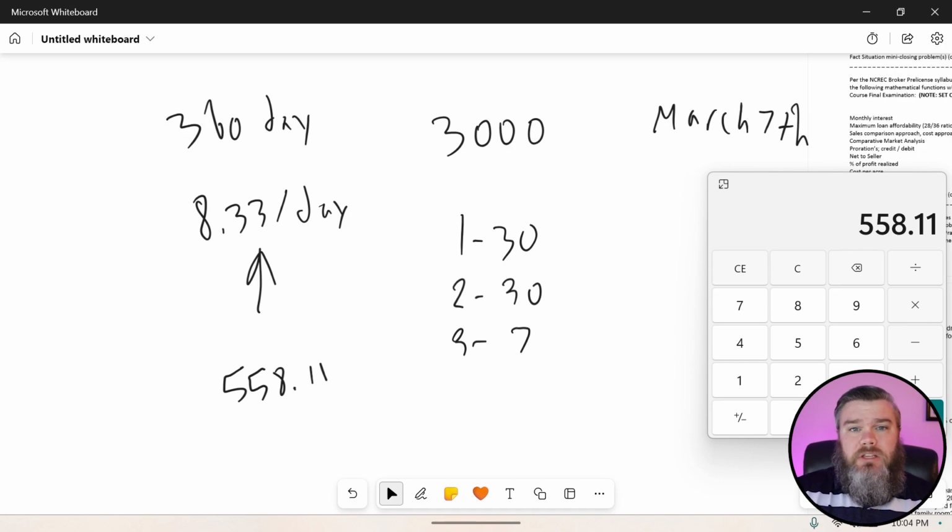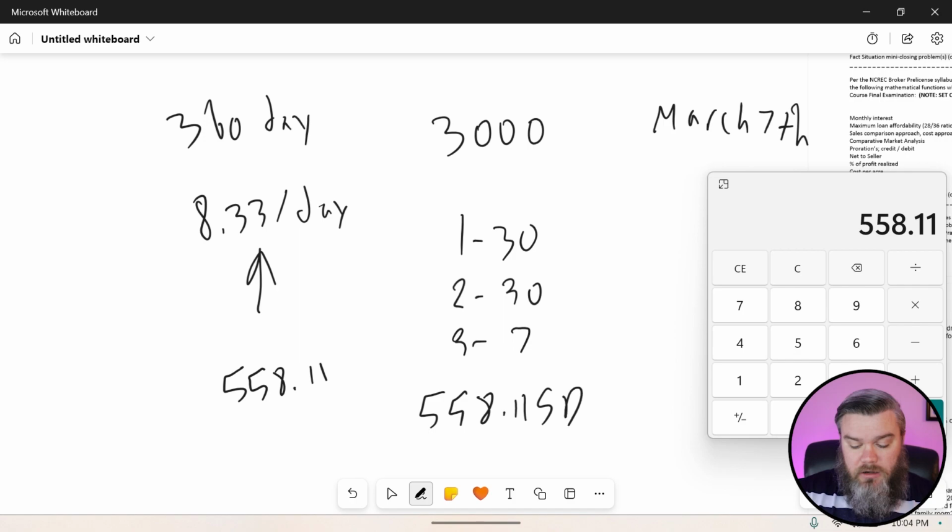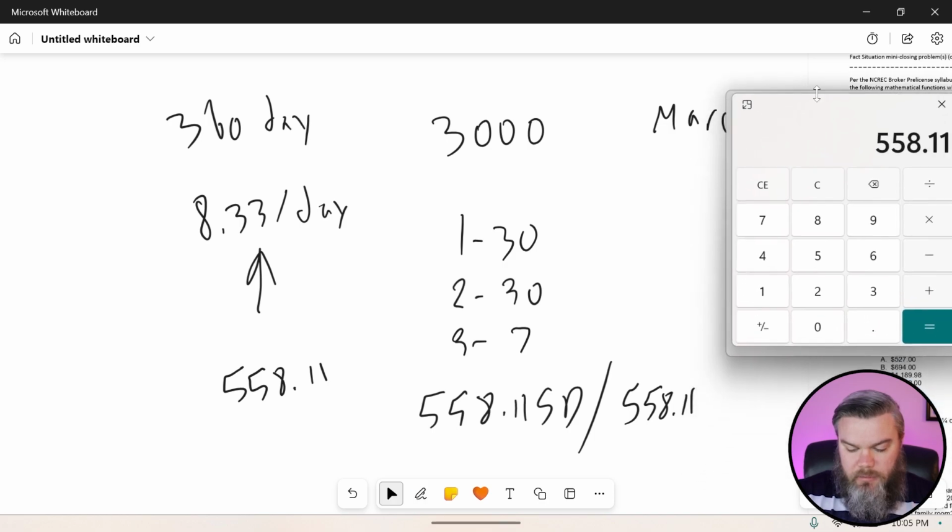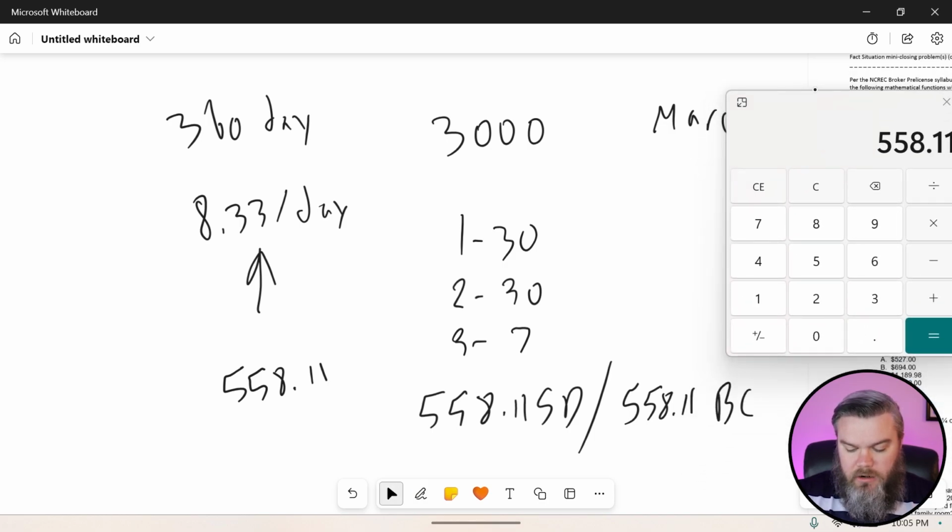So if we're taking this money from the seller to give to the buyer, we would call this a $558.11 seller debit and a $558.11 buyer credit. Now, there's a couple different ways that we can do this. As I said, sometimes we'll be taking money from the buyer and giving it to the seller. Sometimes we'll be doing that double debit scenario. This is just a general understanding of how these tax prorations work.